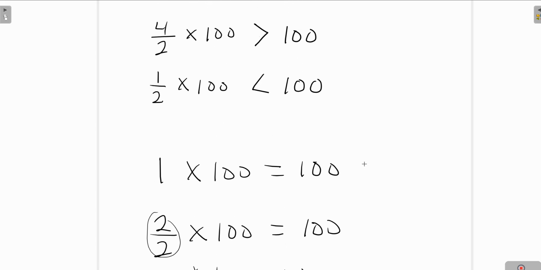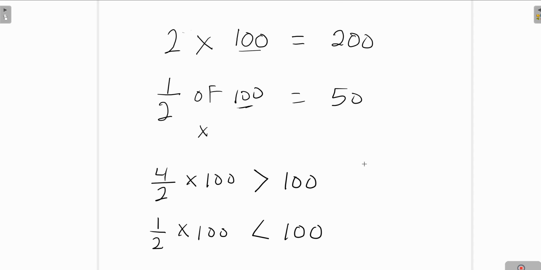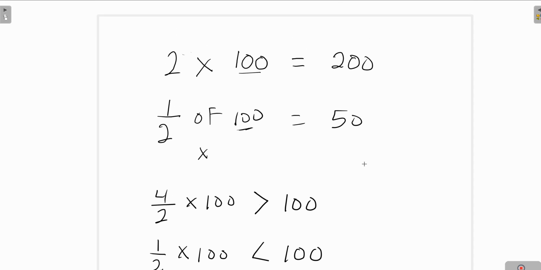So these are the basic rules. Remember, anytime you multiply a number by another number that is greater than 1, that number is going to increase. Anytime you multiply a number by a number less than 1, that number is going to decrease. Let's see some examples.